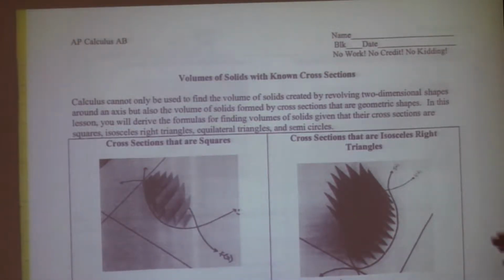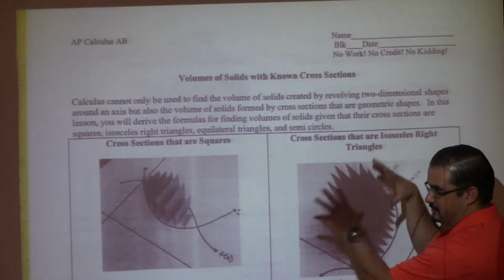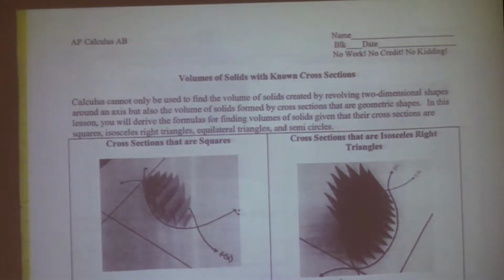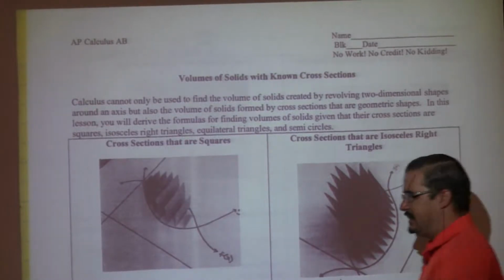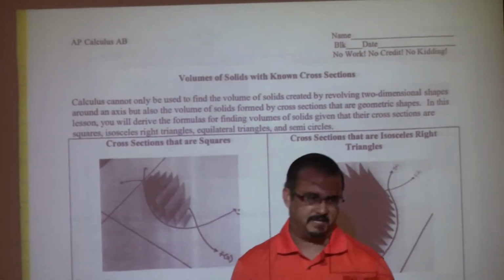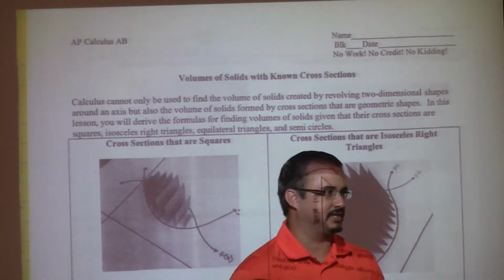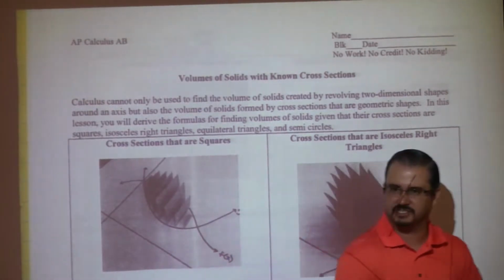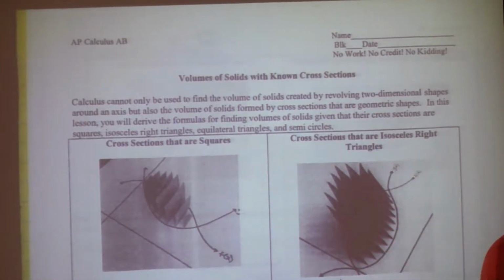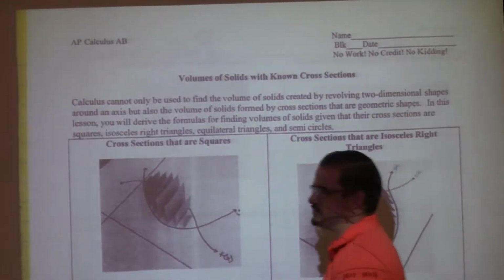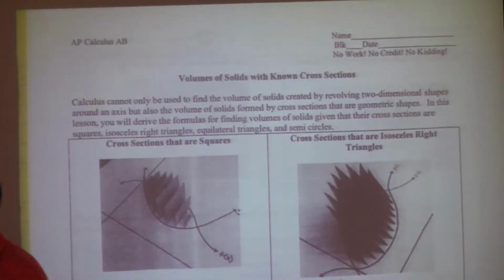The idea is to put an infinite amount of them to be able to complete it and make it a solid figure. You understand? These are pretty easy to tell because they'll say, oh, this bounded space has a cross section, and it tells you the shape of the cross section that's on it. So again, they could be squares, isosceles right triangles, equilateral triangles, or circles. Those are usually the four that come up on the AP test.